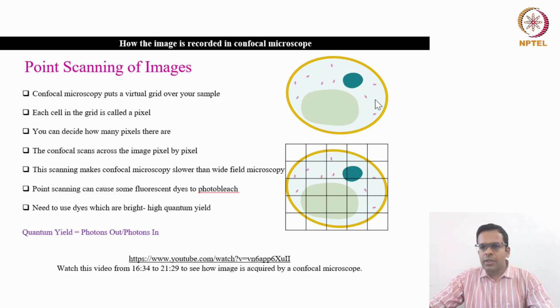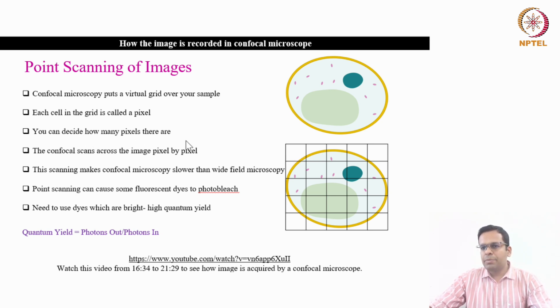So let's say this is your cell and you want to image this cell under the confocal microscope. The confocal microscope will put a virtual grid over your sample. A virtual grid means it will divide your sample into so many small boxes. Each cell in the grid is called a pixel. So each square in this grid is known as one pixel.